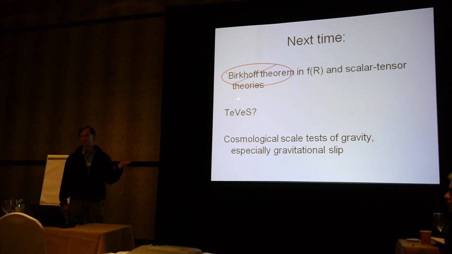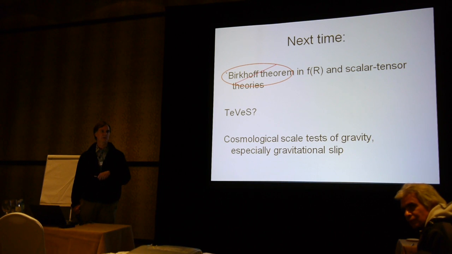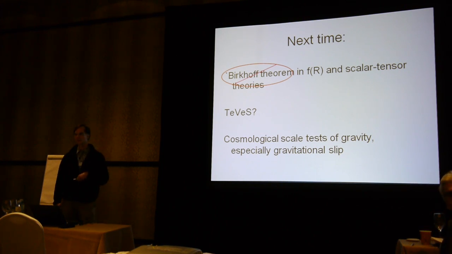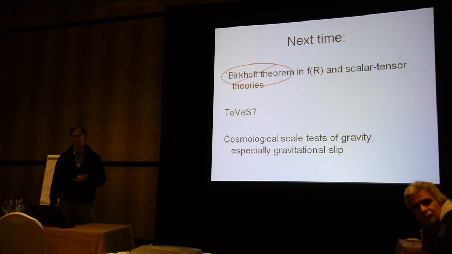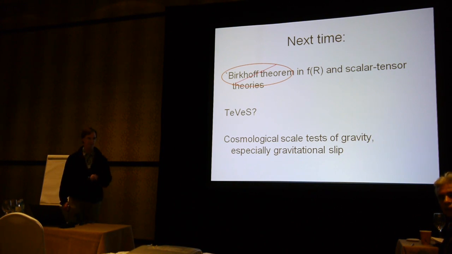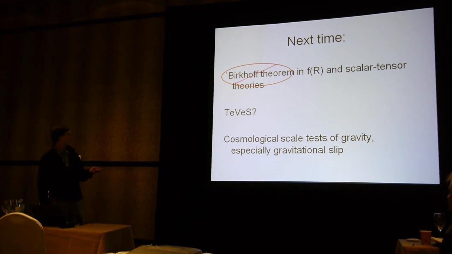And so f(R) and scalar-tensor theories, which have a chameleon solution, can, in principle, satisfy solar system constraints of gravitation, as well as having interesting modifications on cosmological scales, and that makes these quite interesting theories to explore. There are many papers on this in the literature.